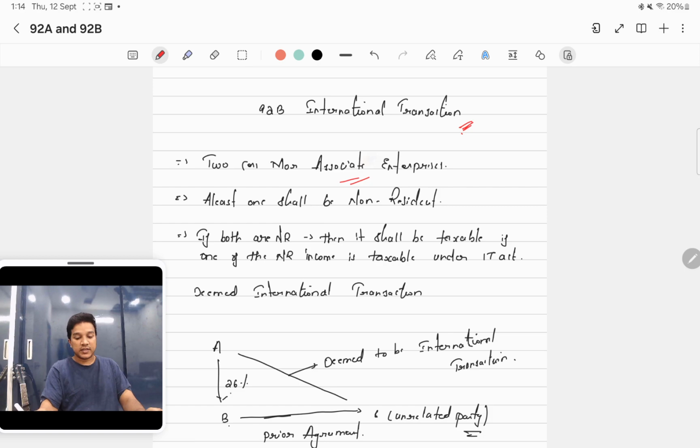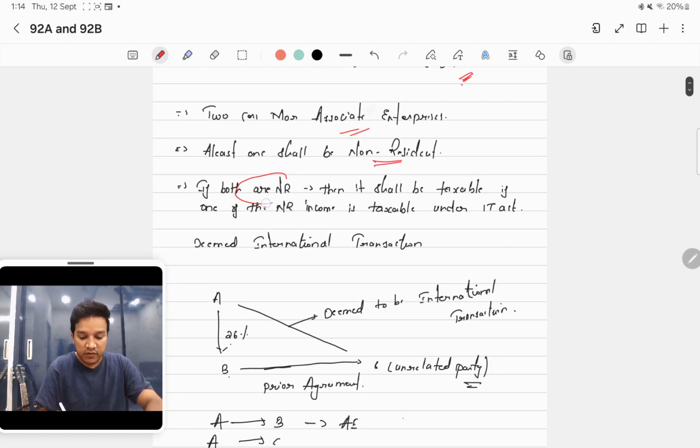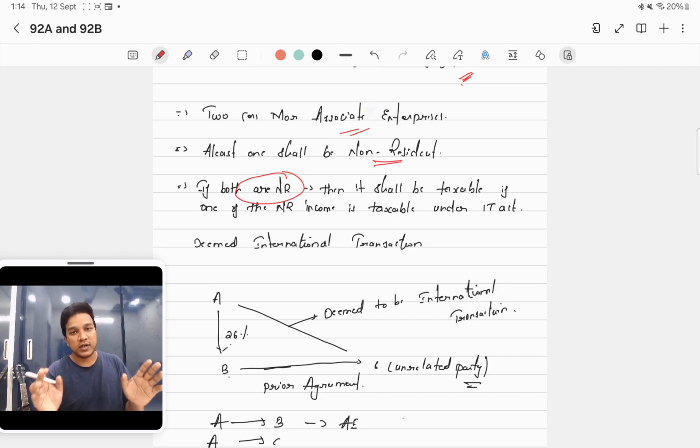Two or more associate enterprises should be there, at least one shall be non-resident, meaning one resident and one non-resident, and then they both should be doing some sort of business. If both of them are non-resident, if any one party's income is taxable in India, then transfer pricing provisions will be applicable to that. If both of them are non-residents and their income is also not taxable in India, then transfer pricing provisions are not applicable. Okay, at least one non-resident's income should be taxable in India.